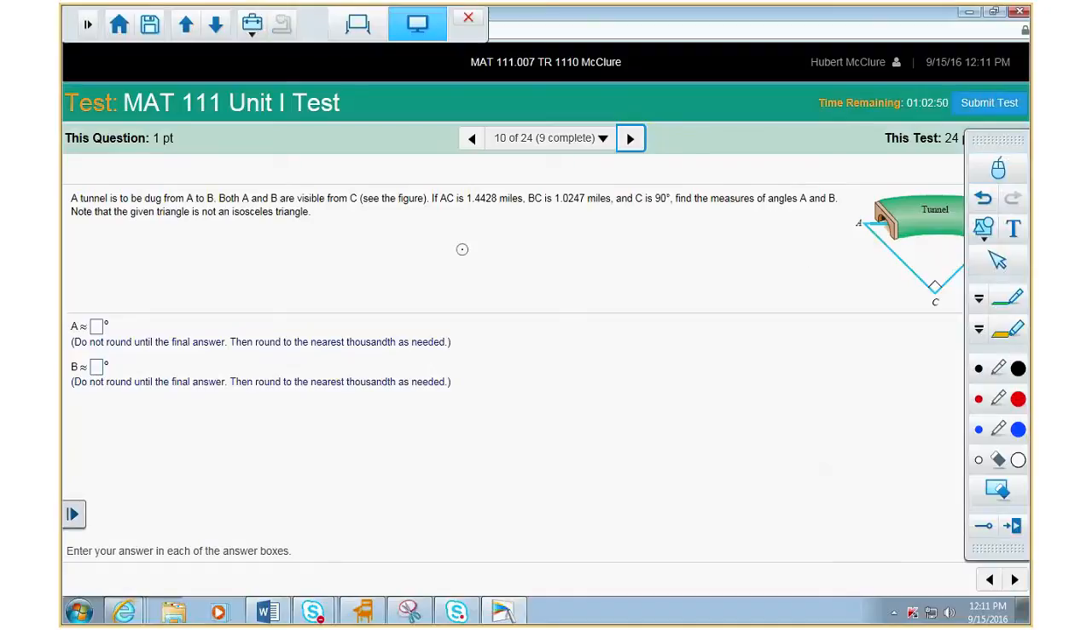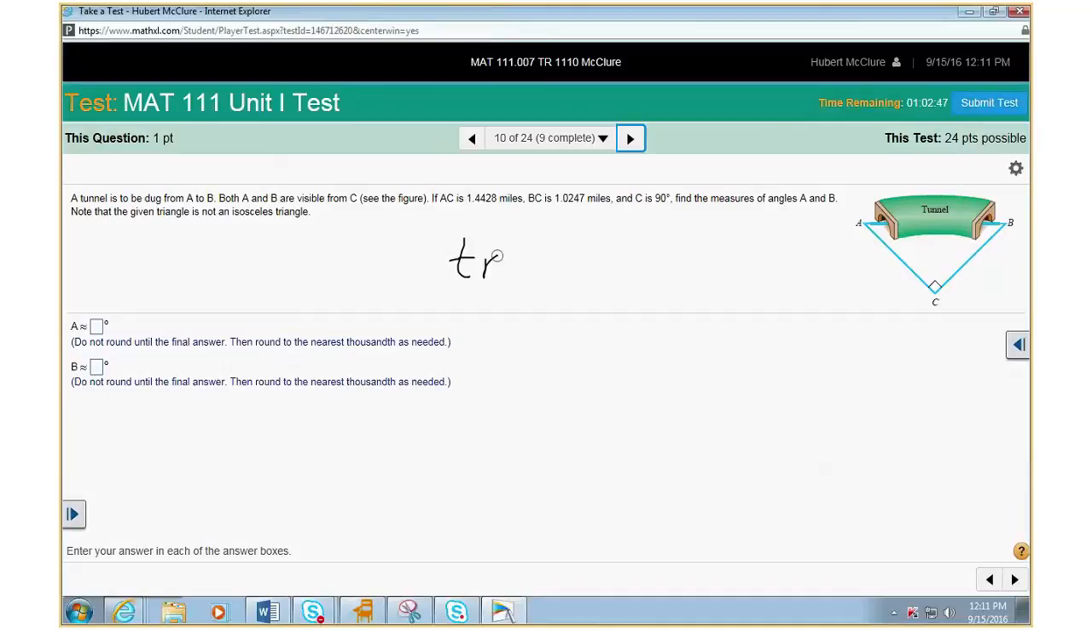So inverse tangent. Now there's several ways you could do it, but I'm just doing it this way because I have this distance right here, and I have this distance right here, and the little man is right here. Now you can put the little man anywhere else, but he's right there, so that means he's looking at the opposite over the adjacent. So the inverse tan of theta is equal to 1.02 over 1.44.